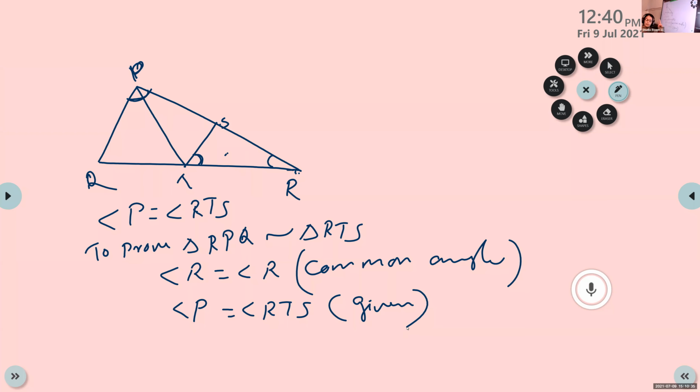So two corresponding angles are equal. Okay. So we can easily write similarity by AA criteria. Triangle RPQ is similar to triangle RTS by AA similarity criteria. Simple question it is. Okay.